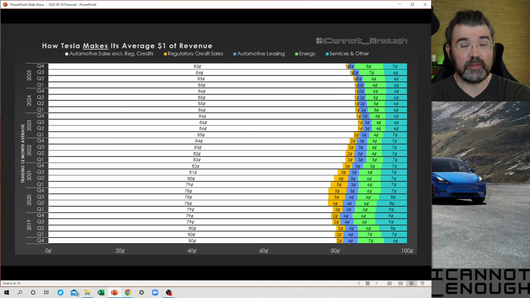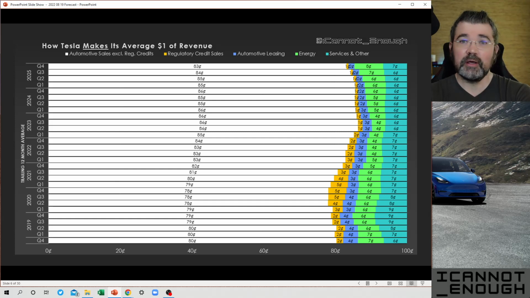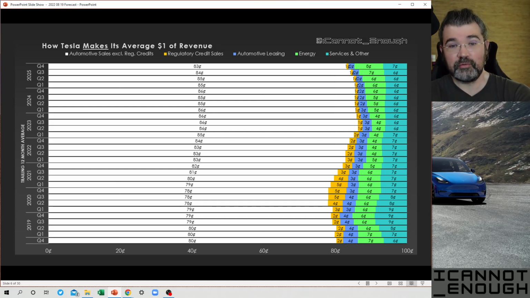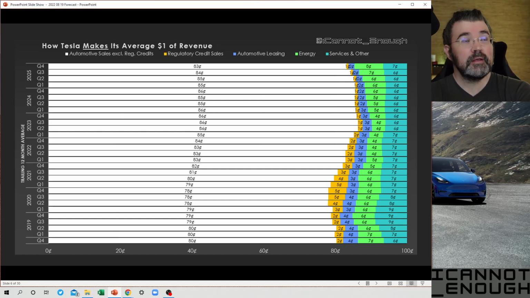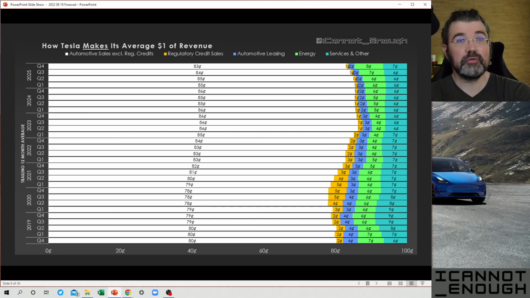Even in Q1, when there was a lot of regulatory credit sales, it was only about 3% of Tesla's total revenue, with still the overwhelming majority of Tesla's revenue being contributed by automotive sales. So, cash deliveries to buyers. Now, there's also an automotive leasing group, so this is just taking all those lease payments as a percent of revenue here. So that's been 4 cents, 3 cents.